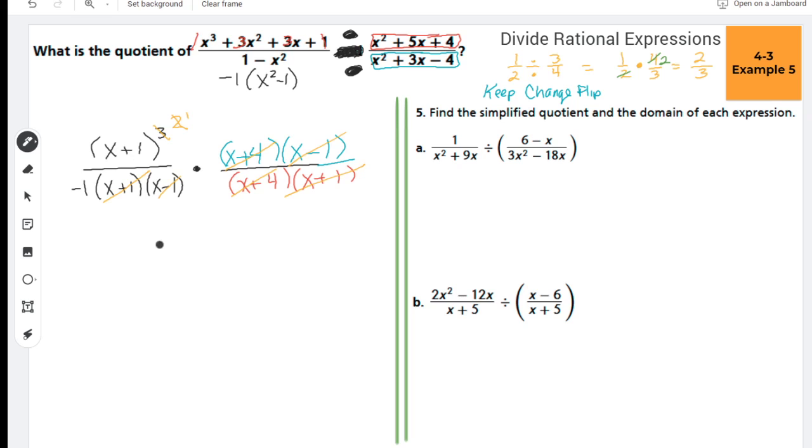So let's take inventory. Here at the top I just have an x plus 1 to the first power. Down here I have a negative 1. Now we don't like leaving it as a fraction if there's nothing actually down here. So I'm just going to distribute this negative 1 and call it negative x minus 1.